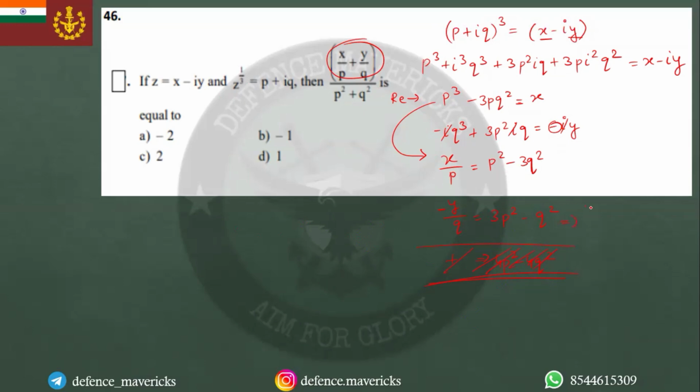So then y by q will become q square minus 3p square. Theek hai. So x by p plus y by q will be, now you can add these two. So q square minus 3p square is minus 2p square, and 3q minus 3q plus q is plus minus 2q square. Okay. Now in the equation you have to divide this by p square plus q square, so just divide. So what you are getting is minus 2 common aa jayega, the answer will be minus 2.